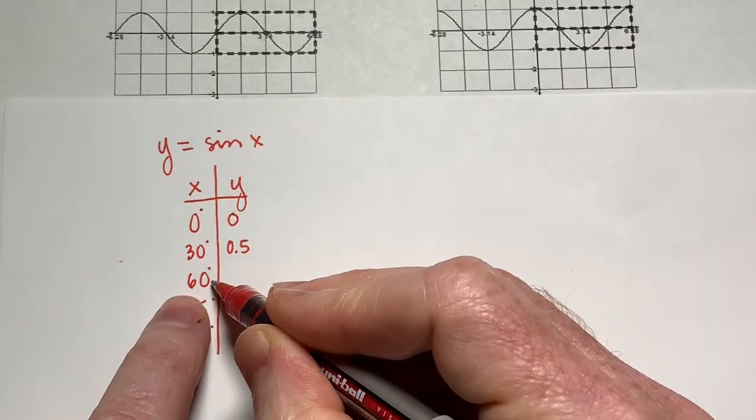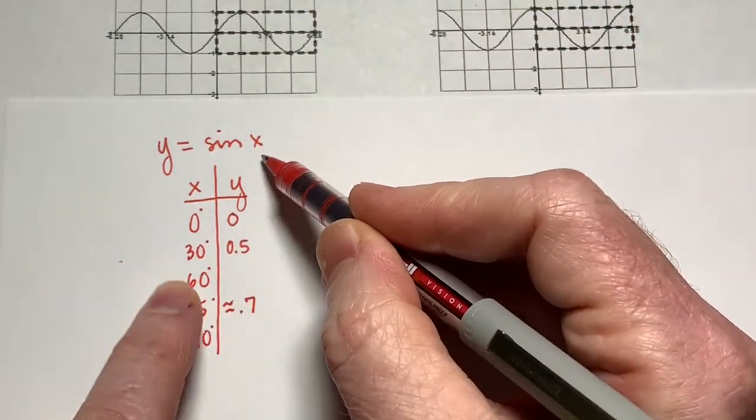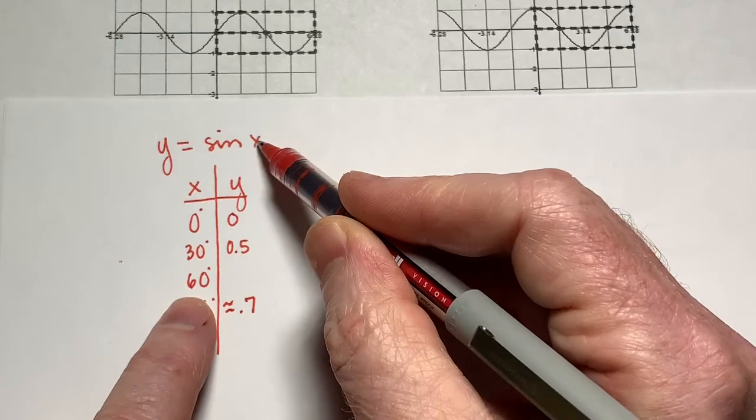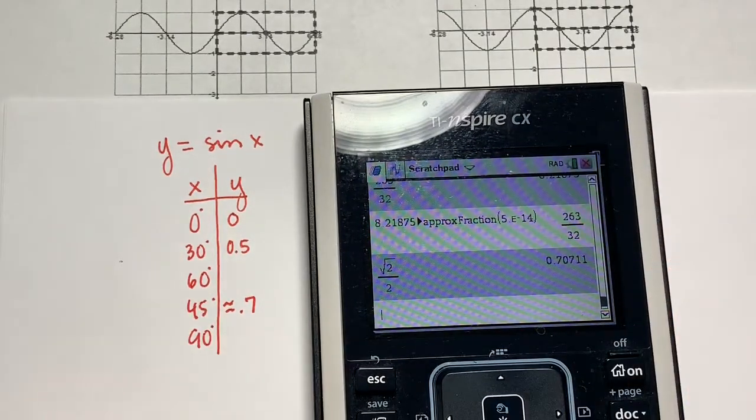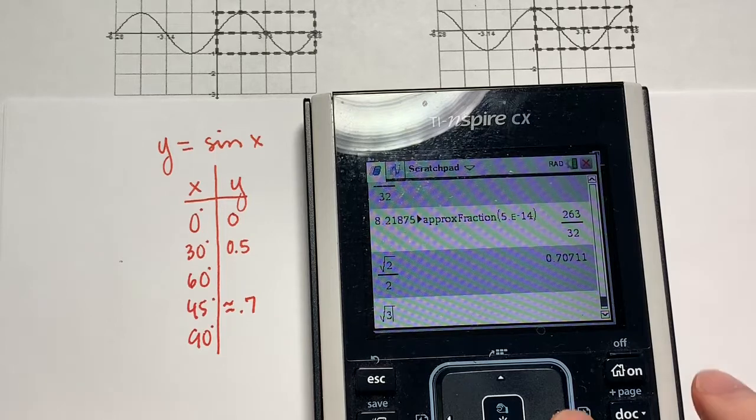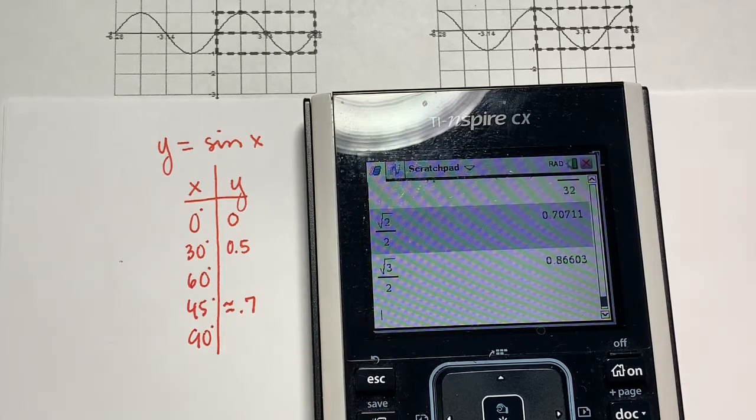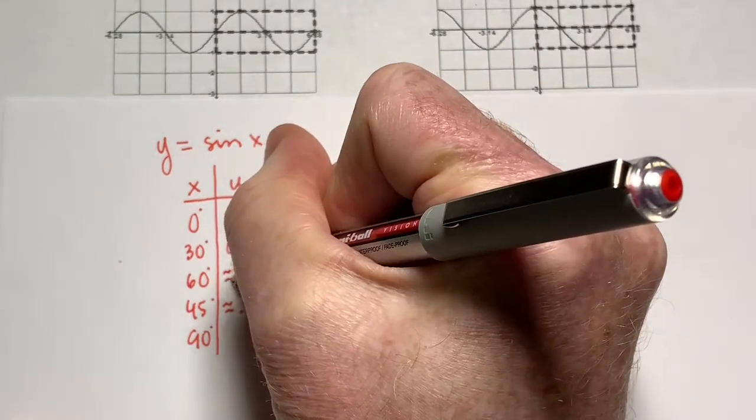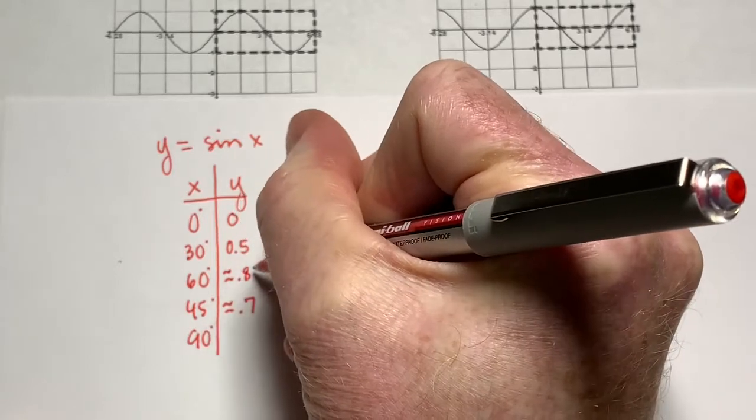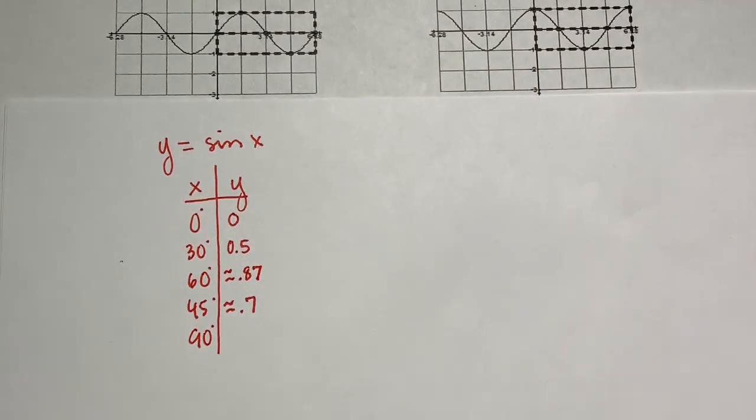Now, 60 degrees. The sine of 60 degrees is the y value at 60, which is root 3 over 2. Again, that probably doesn't mean a lot to a lot of you, so I'm going to type in the square root of 3, all of it divided by 2, and I can do that with a fraction also. And you see that you get about 0.86, actually 0.866, so about 0.87, somewhere close to 0.9.